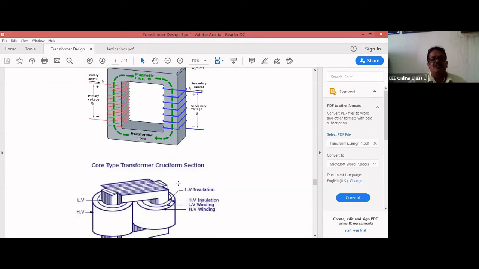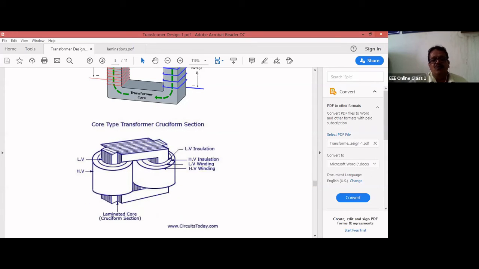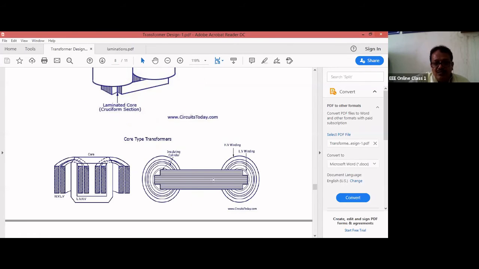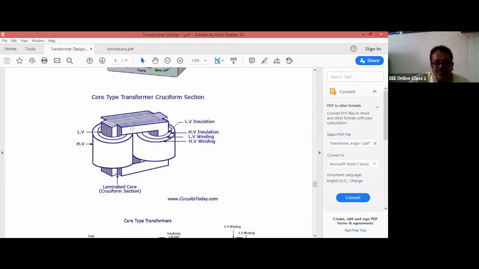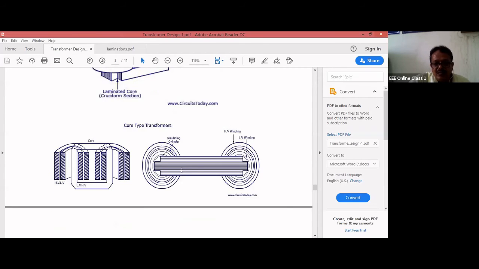These are the figures you can see here. This is nothing but the two-step core or cruciform core. This is the side view. If you see from the top side, you see it this way. You can see this figure. Actually, if I remove this part, you see the top view.